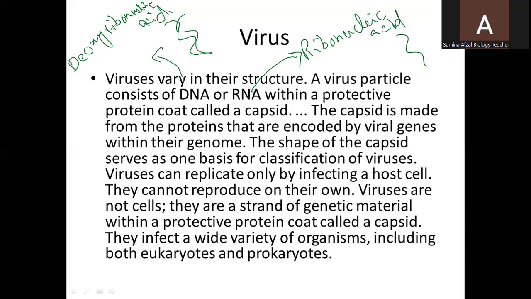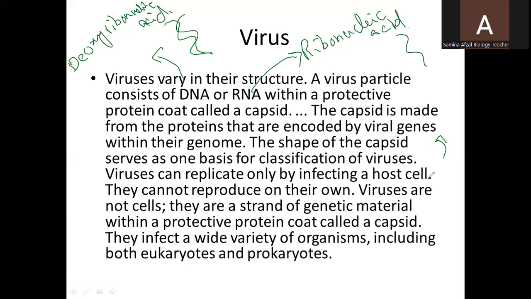The capsid is made from proteins that are encoded by viral genes within their genome. The shape of the capsid serves as one basis for classification of viruses, so the shape of the capsid will be different in different types of viruses. Viruses can replicate only by infecting host cells. They can be considered between living and non-living, because when they are present inside the host, they can replicate. When they are outside the host, they are just like a dead cell. So they cannot reproduce on their own.